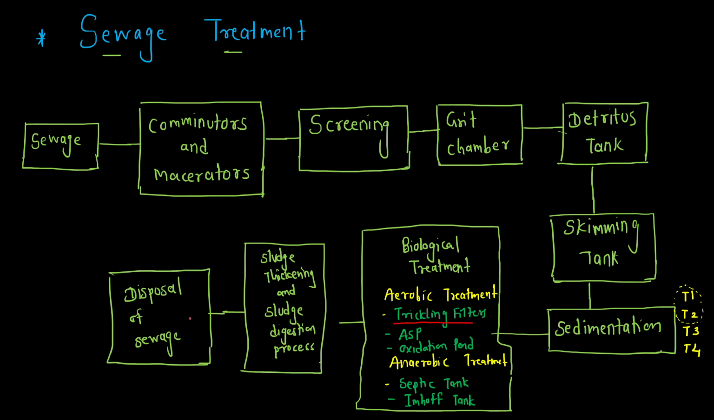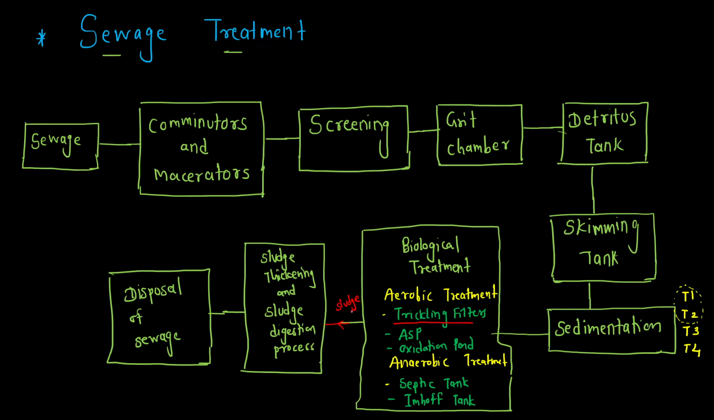So up to now in the previous videos we have completed up to the biological treatment. Starting from the sewage, when it enters the sewage treatment plant, it goes through the following processes, and each impurity is removed in each of these processes. Now after the biological treatment, the output of the biological treatment is sludge.